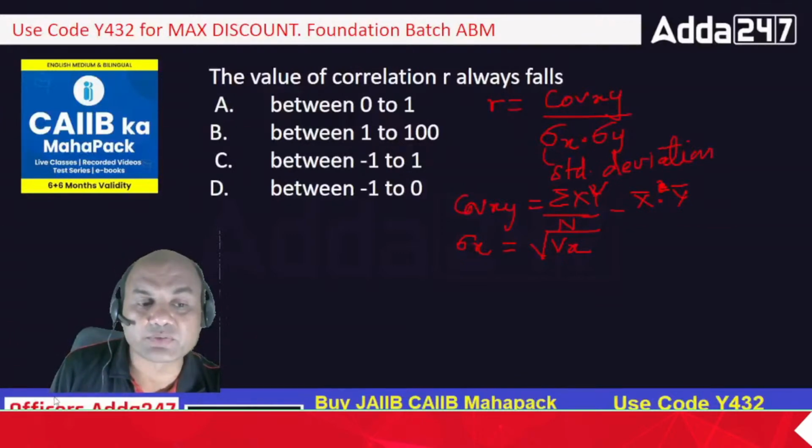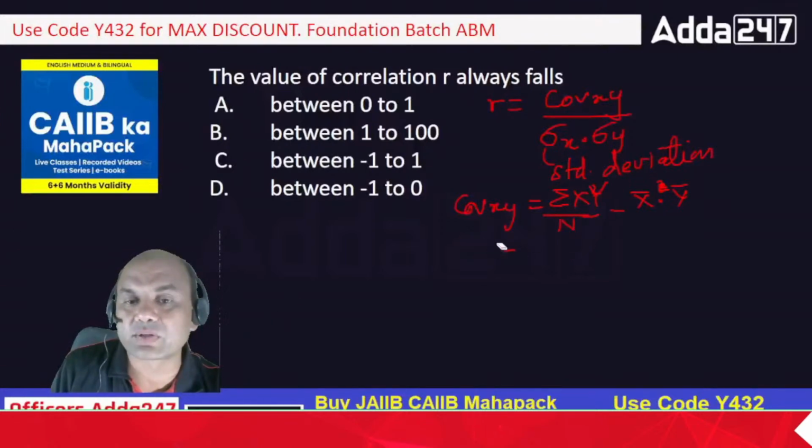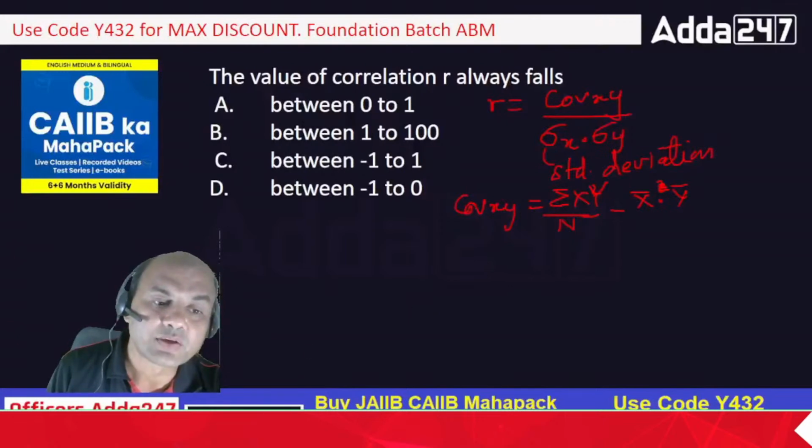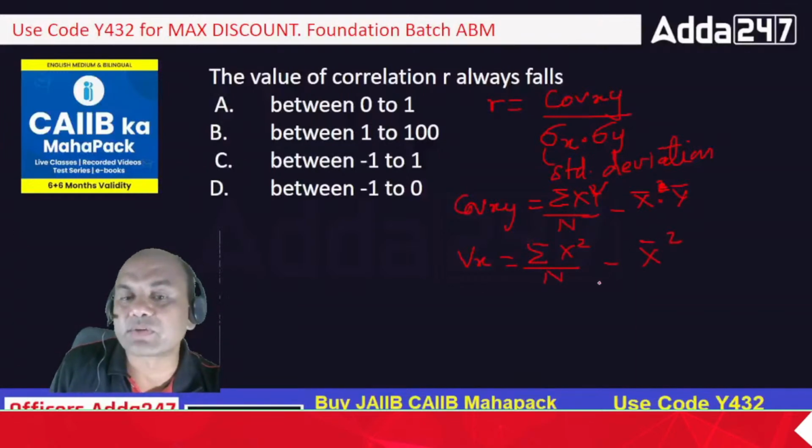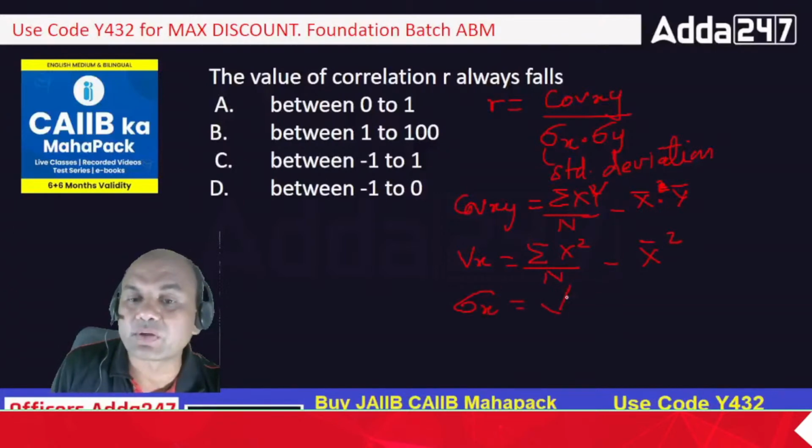And what is variance of x? Variance of x is given by this formula: summation x square upon n minus x bar square. That is variance of x. And then psi x, the standard deviation of x, is given as the square root of variance of x.